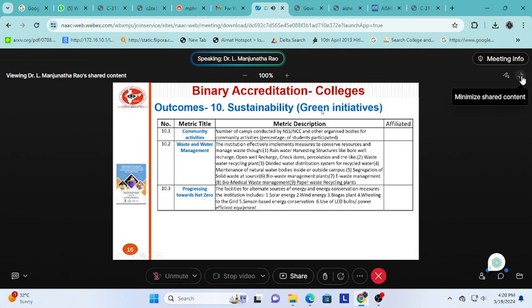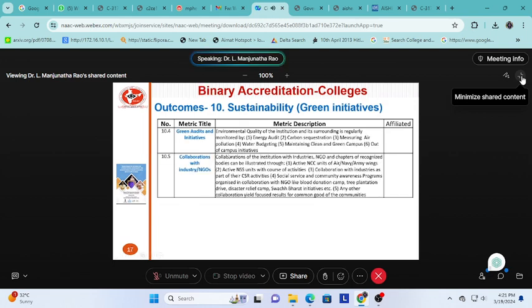Sustainability, green initiatives. These are very, very important metrics. Through these metrics, we can inculcate among the students and faculty community activities, wastewater management, progressing towards net zero, all that. So these are the green audits and initiatives, environment quality of the institution and its surroundings, energy audit, carbon sequestration, measuring air pollution, water budgeting, maintaining a clean and green campus, out-of-campus initiatives, all that.